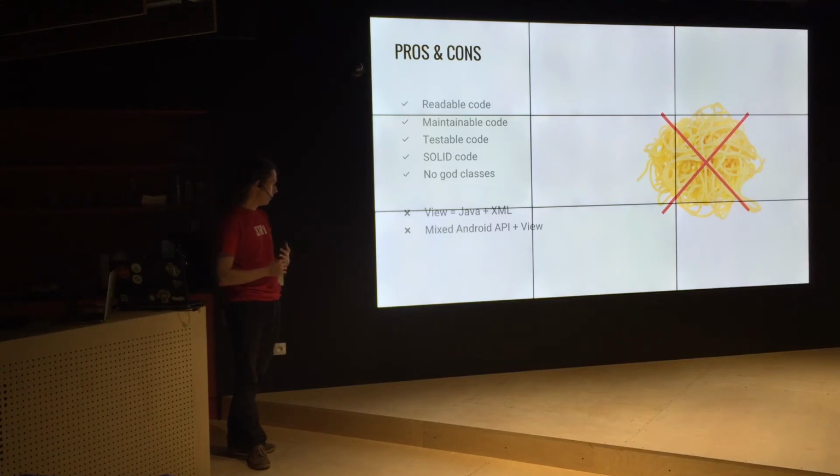One disadvantage is that our view has two parts, Java and XML layout. But as you know, we cannot do anything with that because that's how Google designed Android. So our view has two parts. And there is another disadvantage: we mix Android API and the view into one class, into the activity. But as I said before, I prefer to keep my code simple. So that's some compromise.